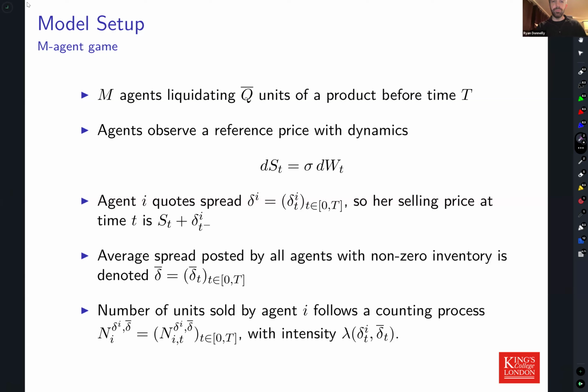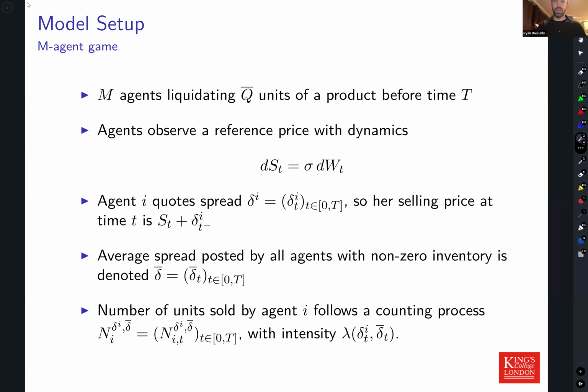We're going to keep track of how many units an individual agent has sold, and we'll denote that by capital N. So the number of units sold by agent i will depend on the pricing strategy that is chosen by agent i, and it's also going to depend on the average pricing strategy across all agents. The way that this dependence is going to come into play is through the intensity of the sales. Now, we've chosen this intensity to depend on the mean of delta, the mean of all of these pricing strategies.